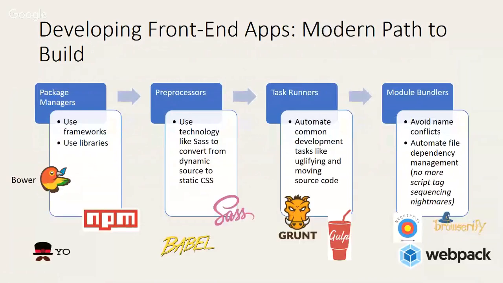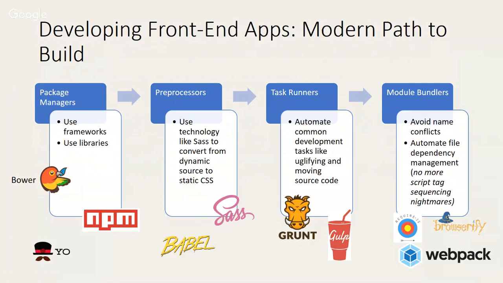But if we look at developing front-end apps today, there's a ton more things involved. We start with our package managers, and those allow us to pull in frameworks and libraries that we want to use to speed things up, right, and to not reinvent the wheel. Then we have our preprocessors like Sass for our CSS, and Babel, which is another transpiler, does some of the work that TypeScript does. Then we have our task runners that automate some of the common things that are really tedious that we have to do over and over again as developers just to test out new features or just to make sure things are still running. Things like uglifying and moving source code around and making sure that it gets minified before we ship it.